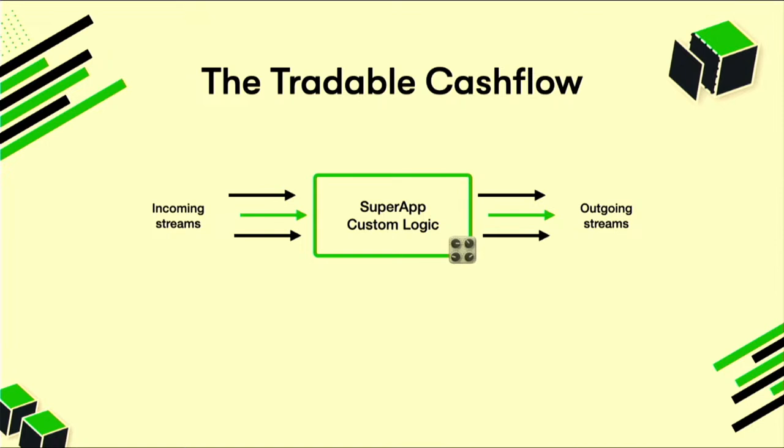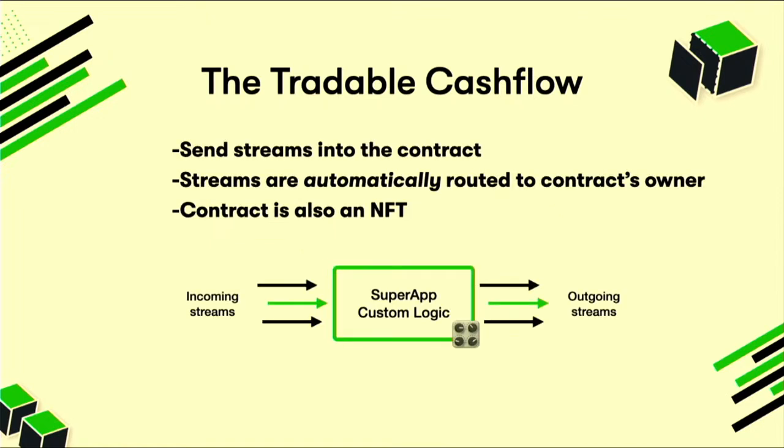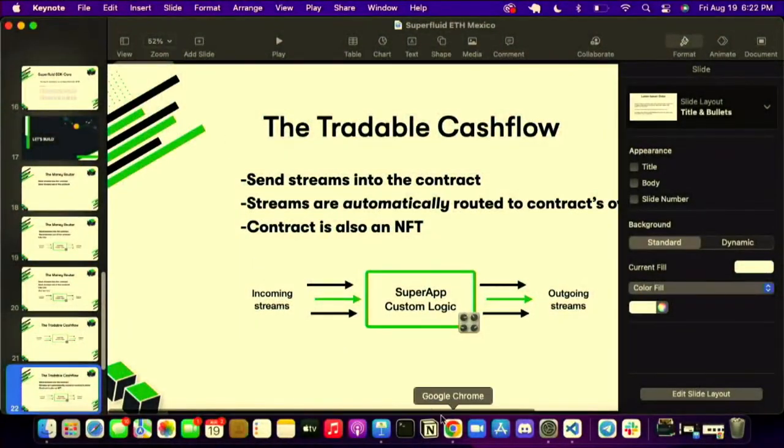That's a simplified example. There's obviously going to be other things that underwrite that transaction, but what if we could bring that exact same model into Web3? And that's what the tradable cash flow does, right? It lets us tokenize these cash flows and plugs them directly into DeFi. So again, sending streams into the contract, the streams are automatically routed to the owner of the contract, and each time the contract is traded, all of those cash flows go to the new owner, right? So you guys could do really creative things with this where maybe you split a small portion off as a fee to somebody else or add additional crazy features into it as well. But I'll show you how we actually can build this in just a few minutes.